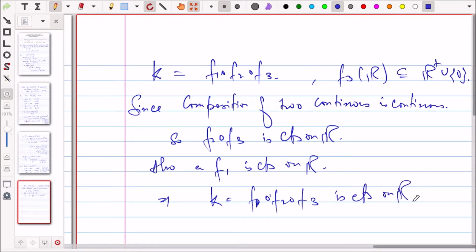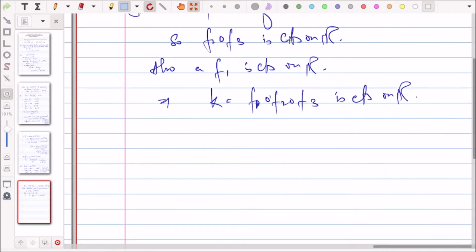Okay, so the composition function g of f is continuous on the domain of f, provided its range is contained in the domain of g. Otherwise we will have to check where these are defined, right? So this is question number 1. So we have completed question number 1. So let us move to question number 2.